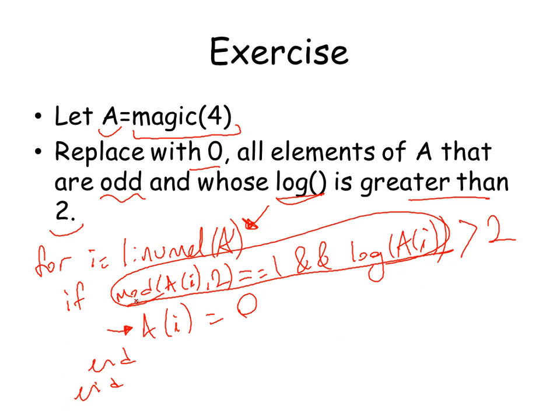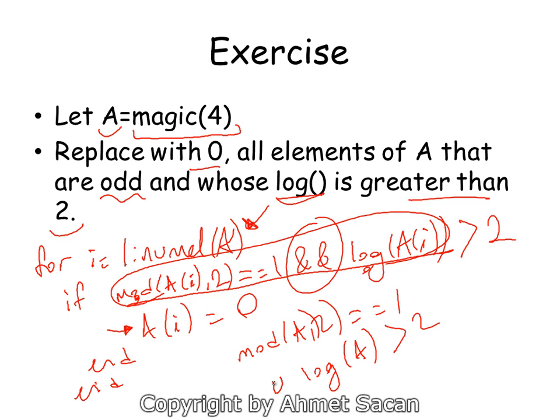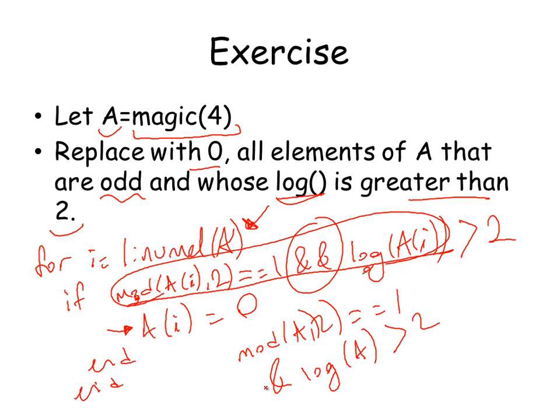Now both the modulus operator and the logarithm operator work on matrices also. So instead of saying mod(A(i), 2), I would say mod(A, 2), and it will give me the remainder of A divided by 2. And I can just say equals 1. That'll give me a matrix wherever the element of A is odd. And then the next part is, again, I would say log(A) greater than 2. That'll give me a true wherever the logarithm of A is greater than 2. And then I would AND these together, but now instead of using double AND, I need to use element-wise AND, because both sides can be a vector or a matrix.